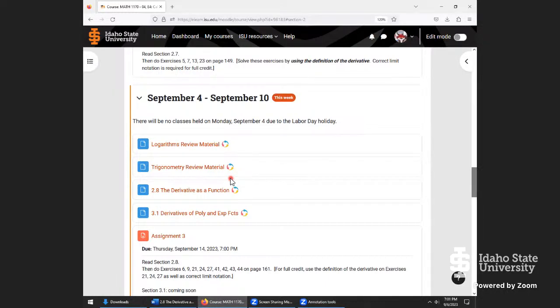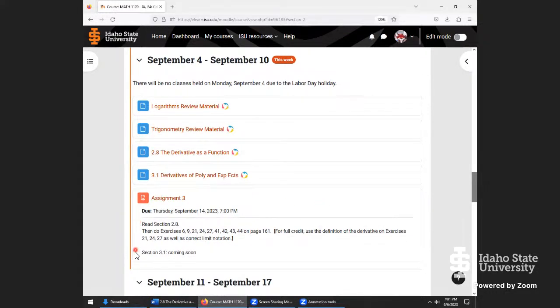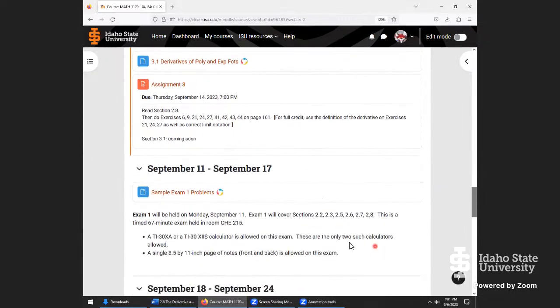Okay, it's kind of a short week because we had a nice Labor Day vacation. So that means assignment 3 is only going to involve these two sections here. So from 2.8 and 3.1. We also have our upcoming exam. Our exam is only going to go up to these sections right here.